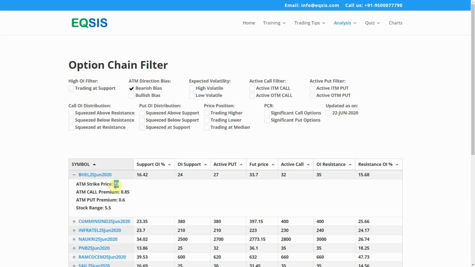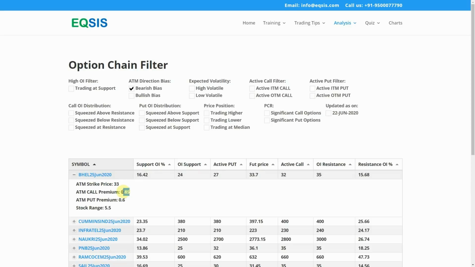So now look at this. For the 33 strike price, the call options must be in the money and the put options must be out of the money, because the futures price is at 33.7. If you were somehow confused, better you rewind it for a while and see it again.